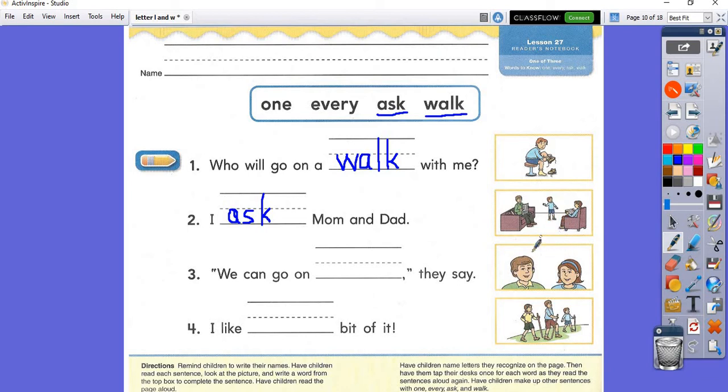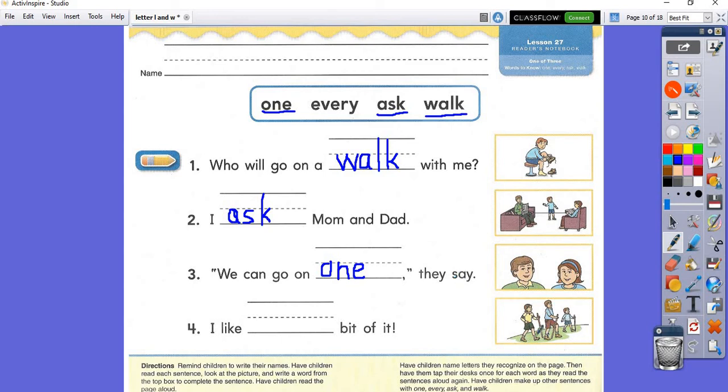Now let's see. Maybe this mother and father said something. Let's see what we have in this line. We can go on dash. They say, we can go on one. They want to go together. O, N, E. One. When this boy came to ask the mom and dad, they said, we go on one. They want to go together. They will go on one, they say.